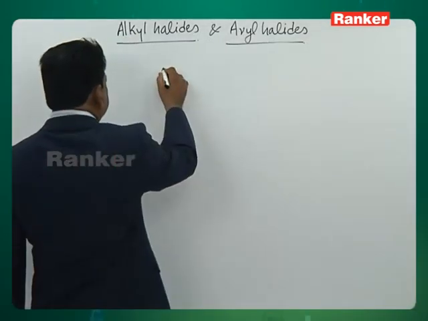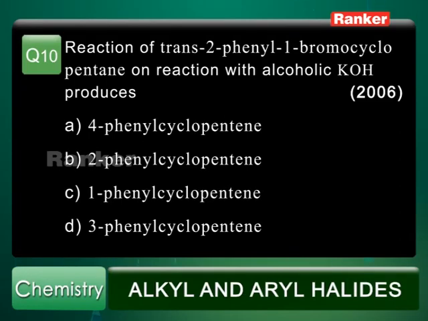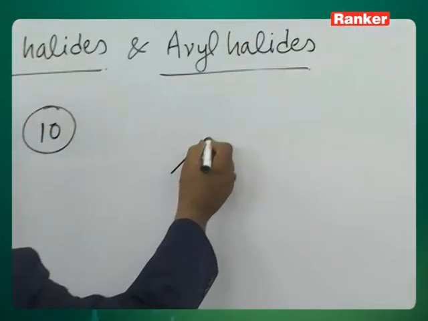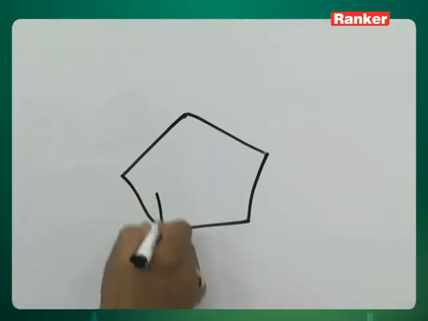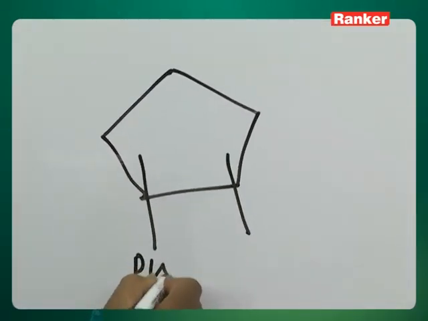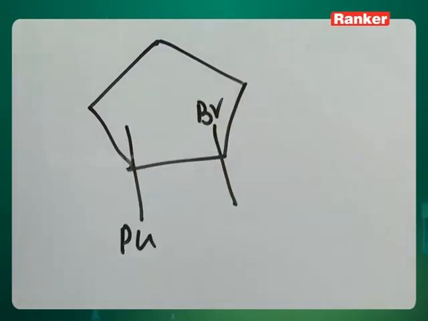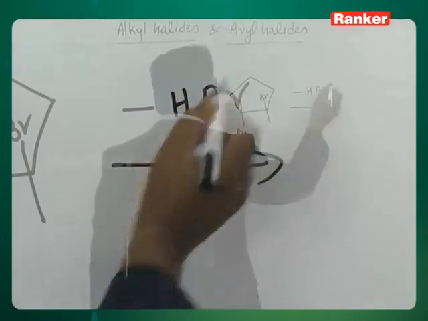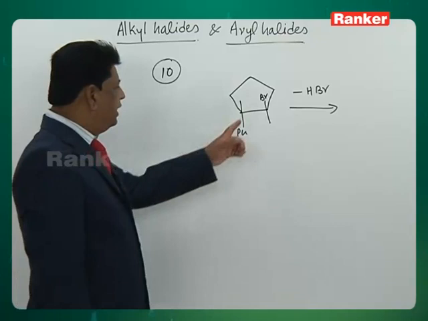Let's go to question number 10. The reaction of trans 2-phenyl 1-bromocyclopentane with alcoholic KOH produces a compound A. The options are 4-phenyl cyclopentene, 2-phenyl cyclopentene, 1-phenyl cyclopentene, and 3-phenyl cyclopentene. The question is about a cyclopentane containing a phenyl group, and the bromine is in the trans form. What we are going to do is remove HBr. Which bromine are we removing? It's very clear, this is the bromine.